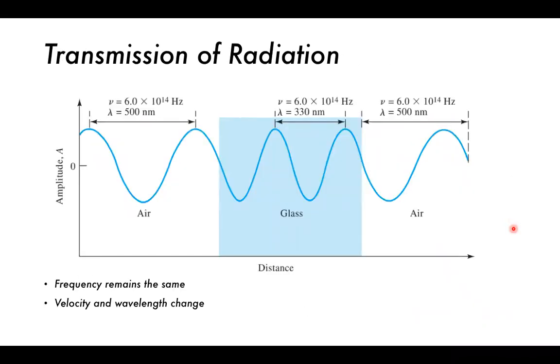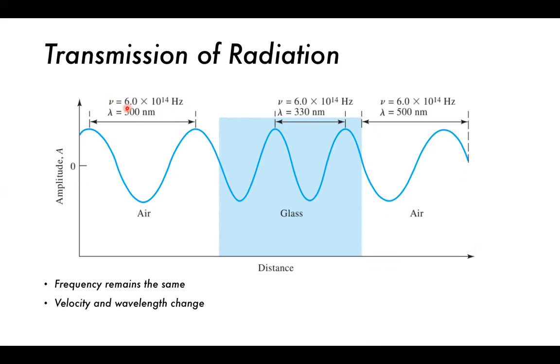Radiation can transmit through any medium, but how it transmits will change. So what does this mean? Well, if we look at this example of electromagnetic radiation transmitting through different media, we have the transmission in air where the wavelength is equal to 500 nanometers and the frequency is equal to 6.0 times 10 to the 14 hertz. So this frequency is going to be unchanging, like the number of waves per second is not going to change.